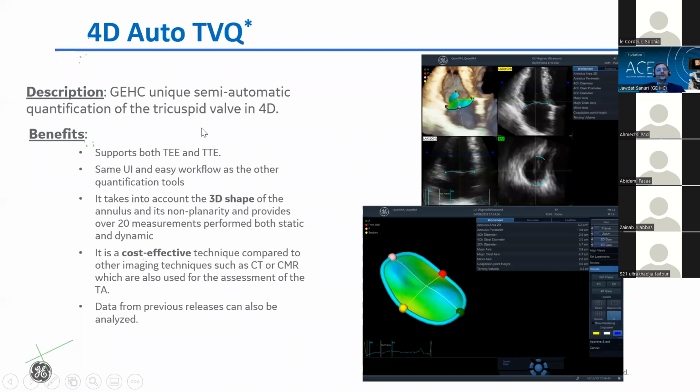Likewise, there is also a new tool for tricuspid valve, which is called the auto tricuspid valve quantification, or TVQ. And likewise, speckle tracking works to detect the annulus, to detect the valve and the tenting and the coaptation of the leaflets, and of course the depth or the height of the coaptation, as well as the area in diastole and systole for the tricuspid valve annulus.